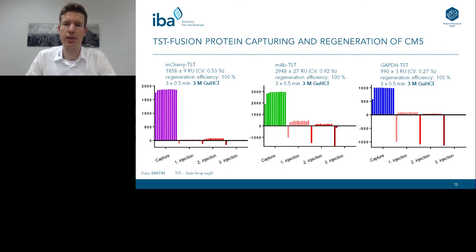And you can see that the signals for each capturing step for all 3 proteins are very reproducible with a CV value below 1%, and that we were able to regenerate the chip completely after the 3rd injection. And therefore, you can use this chip many times and get a highly reproducible measurement of your bound protein.